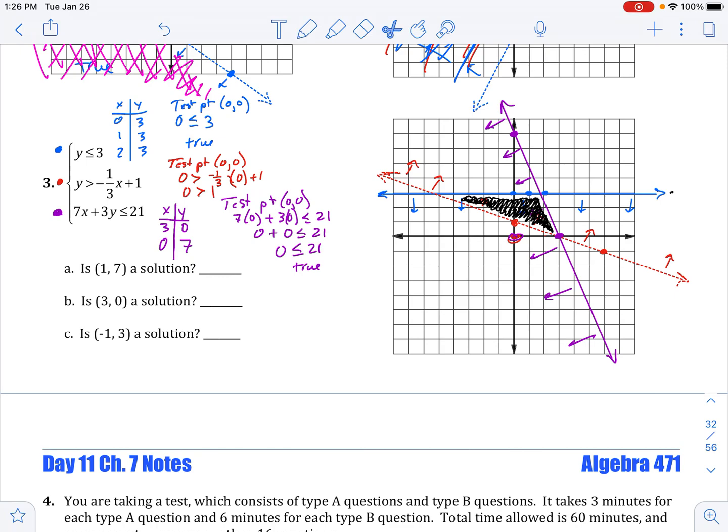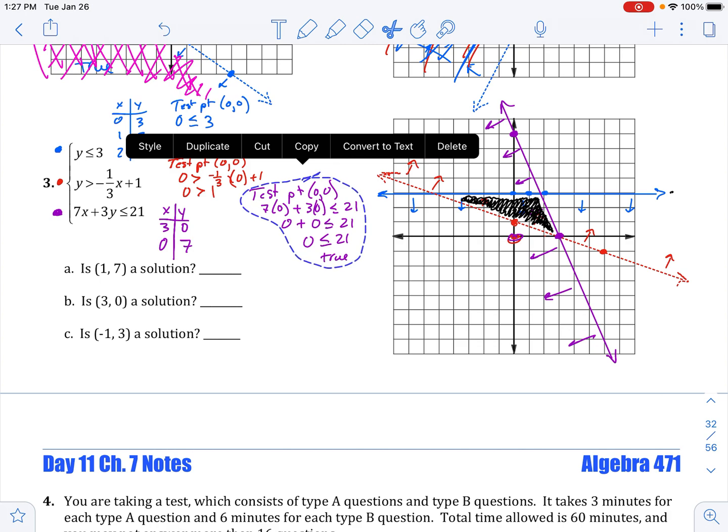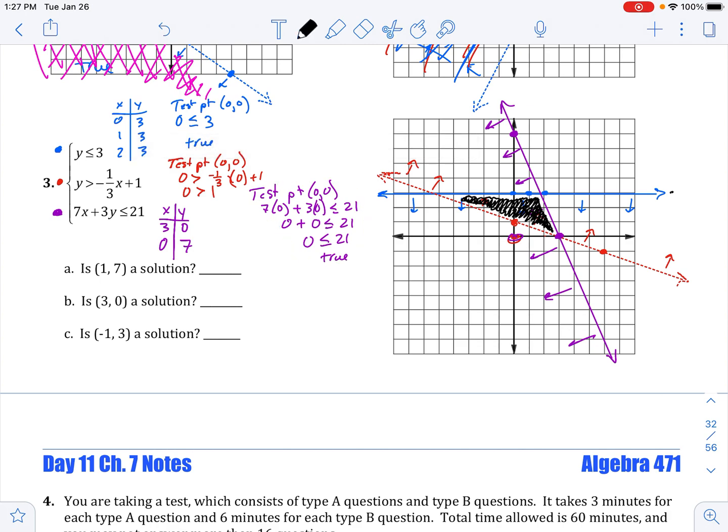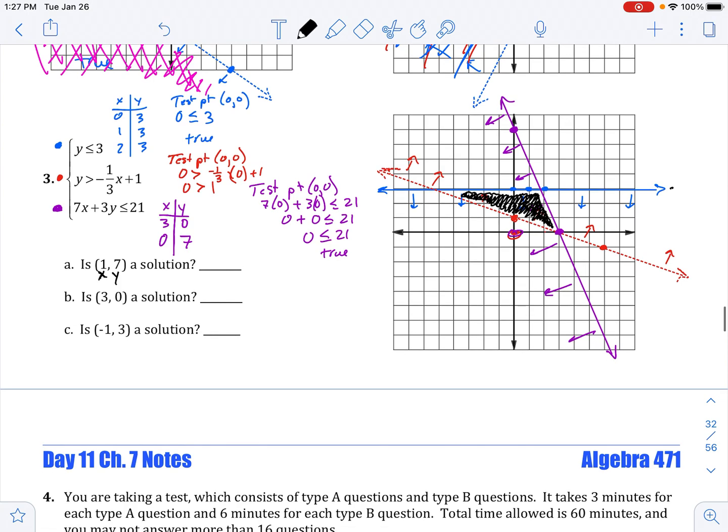Next up, we want to tackle the idea here that it is asking us to test whether or not (1, 7) is a solution. Well, there are multiple ways we can do that. We can test whether or not (1, 7) is a solution by taking x being 1 and y being 7 and plugging it in to the first inequality, the second inequality, and the third inequality. It must be true for all of them.